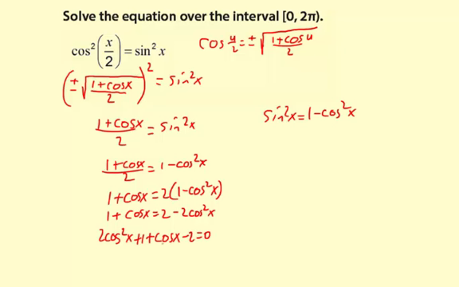Now I feel like we're getting somewhere. Combine like terms. 2 cosine squared of x plus cosine of x minus 1 equals 0. So now I'll continue the work up here. I'm going to go ahead and factor: 2 cosine of x and cosine of x. Of course, you can use substitution here if you want to.